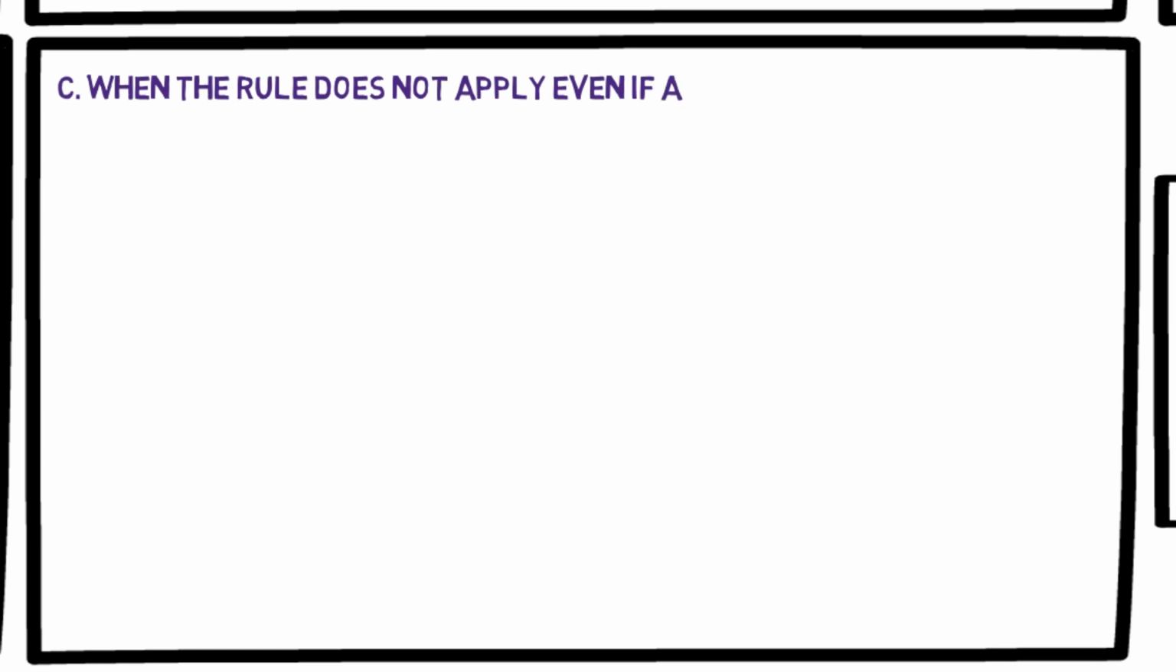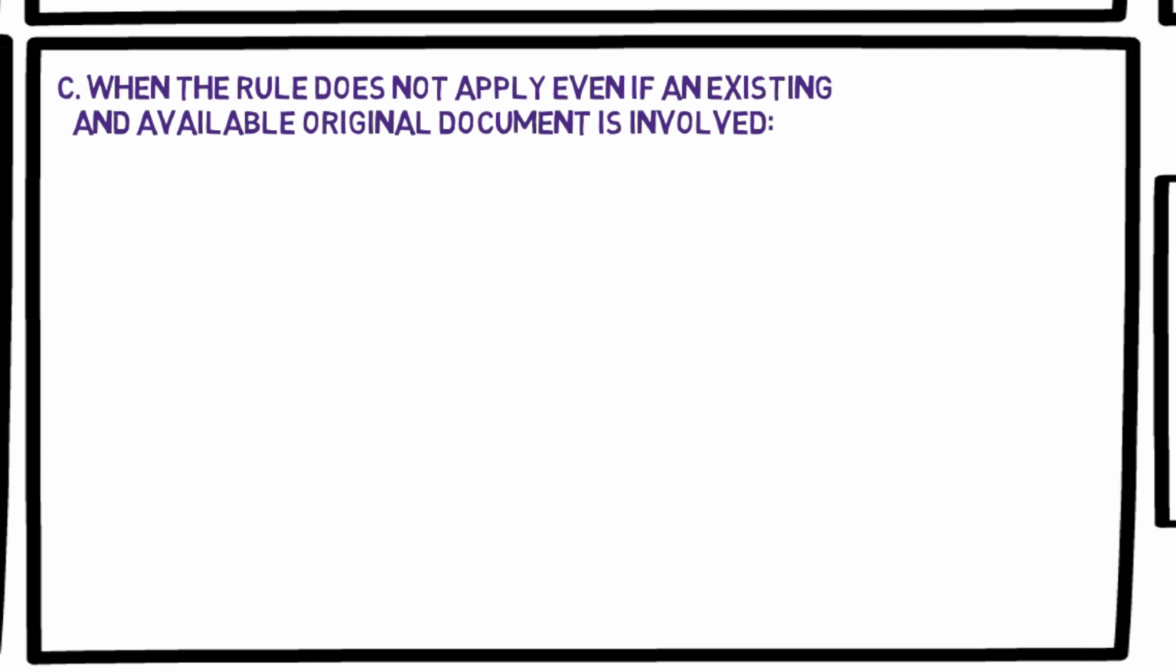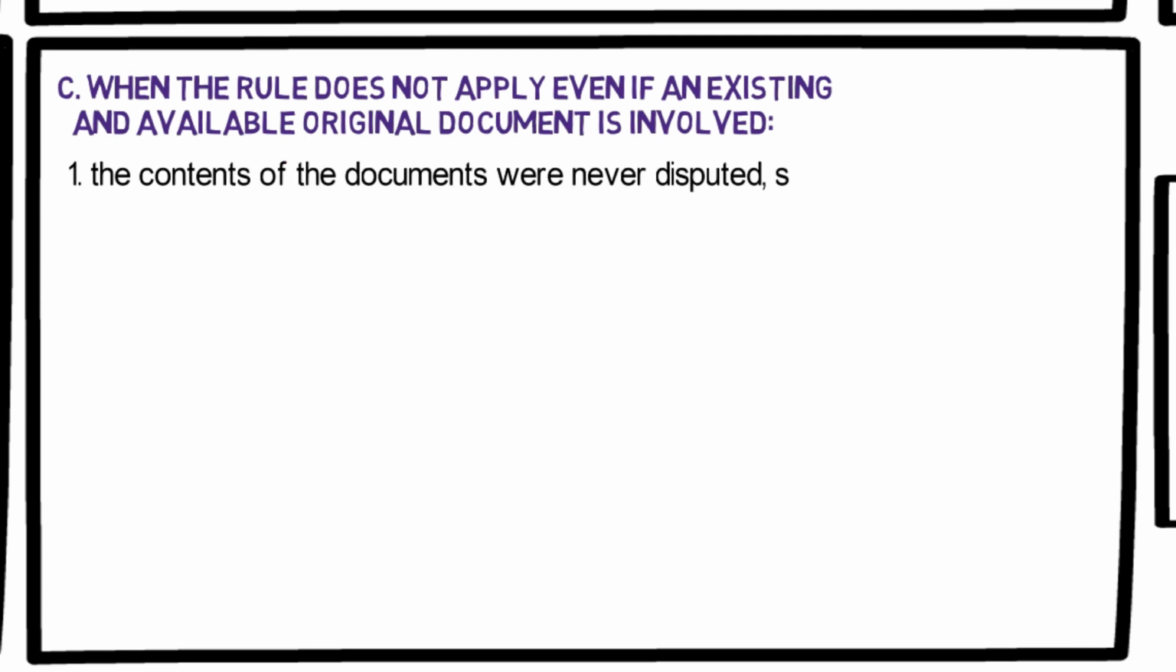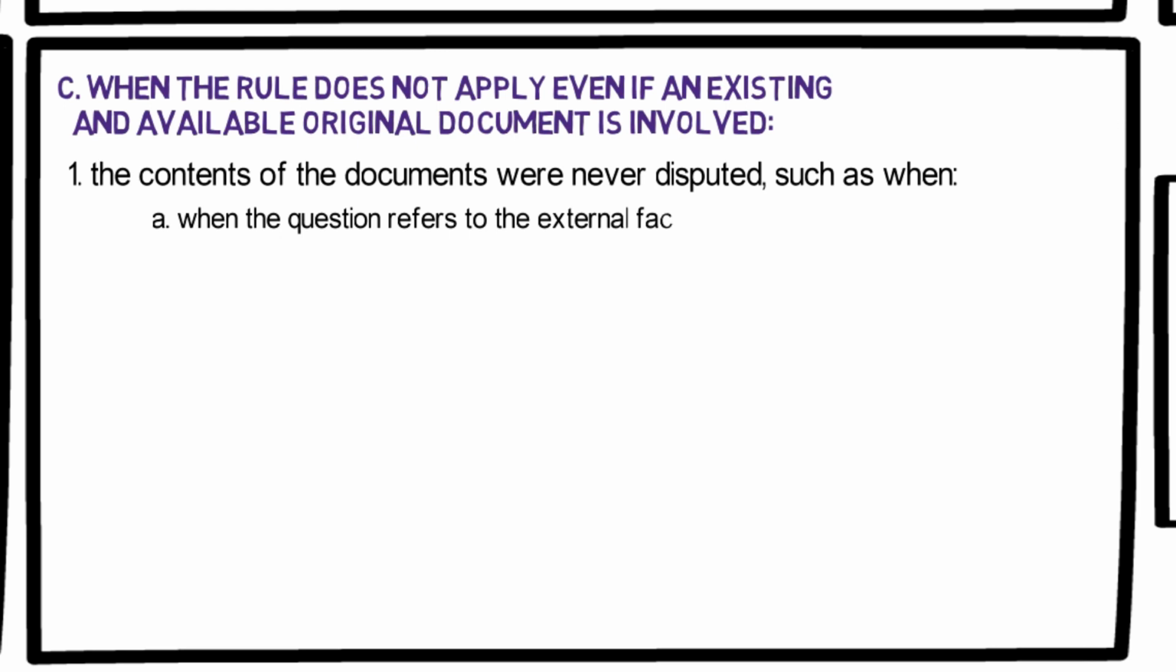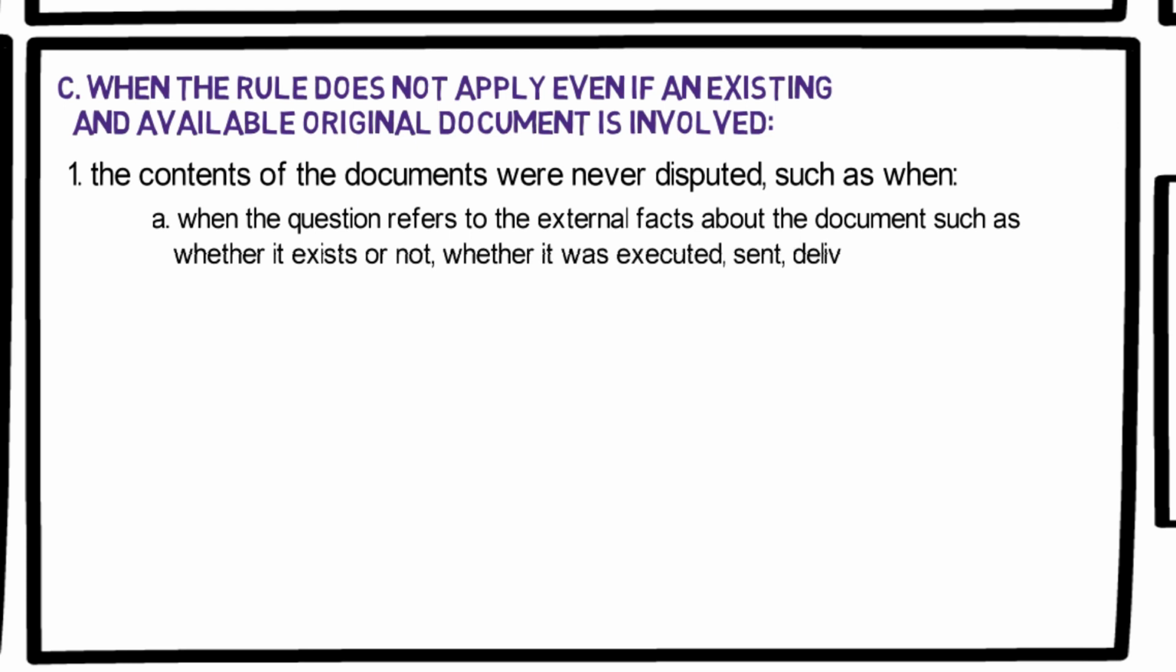Third instance, when the original need not be presented: when the rule does not apply even if an existing and available original document is involved. This third instance happens when, first, the contents of the documents were never disputed, such as when the question refers to the external facts about the document, such as whether it exists or not, whether it was executed, sent, delivered, or received.